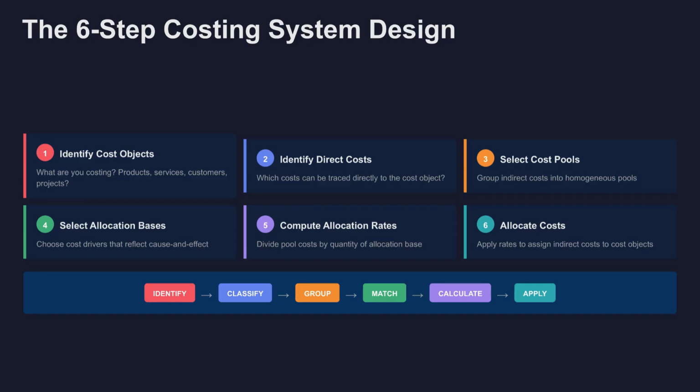Designing a costing system involves: 1. Identifying the cost object, what you're costing, product, service, customer, project. 2. Identifying direct costs that can be traced economically to the cost object. 3. Selecting cost allocation bases, cost drivers, for assigning indirect costs. 4. Identifying and accumulating indirect costs into cost pools. 5. Computing the allocation rate for each cost pool, pool divided by allocation base. And 6. Applying indirect costs to the cost object by multiplying the rate by actual usage of the allocation base.